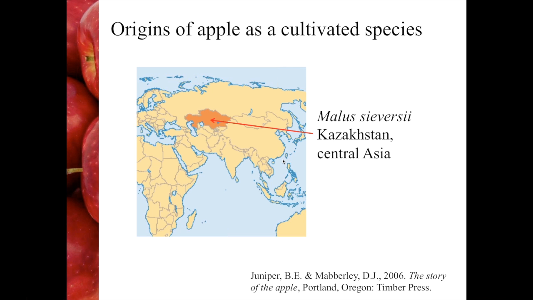As a cultivated species, we think that apple came predominantly from Malus sieversii, from Kazakhstan in Central Asia. In this area, there are still wild forests of Malus sieversii. And it's been the target of a number of different collecting trips by several different people over the last few decades. So there is Malus sieversii, spread over the world into germplasm collections recently, as well as the origin of the species. And I've just put a reference at the bottom of the screen there to a nice article that explains how we think apple came to be the popular fruit that it is today.